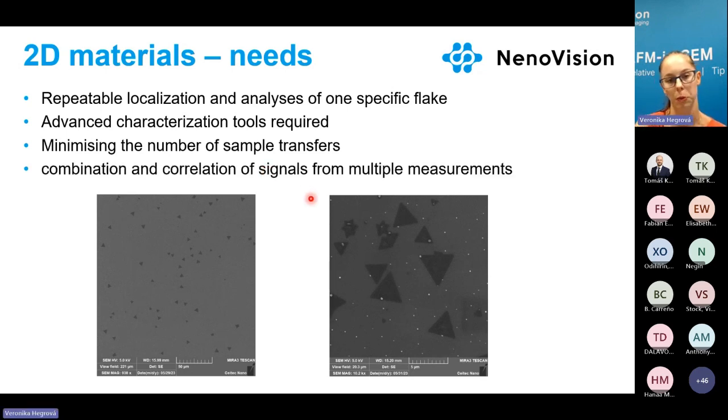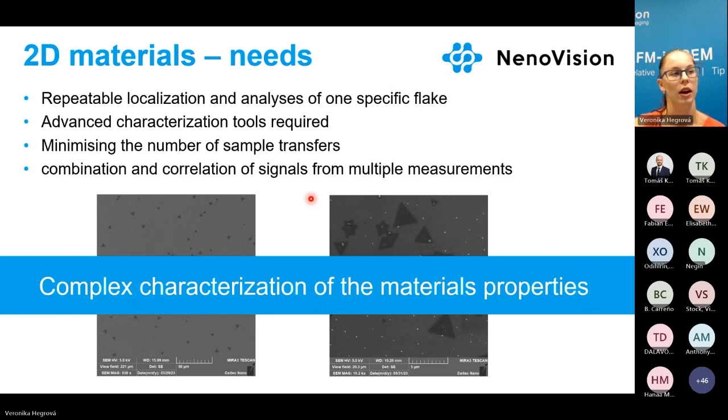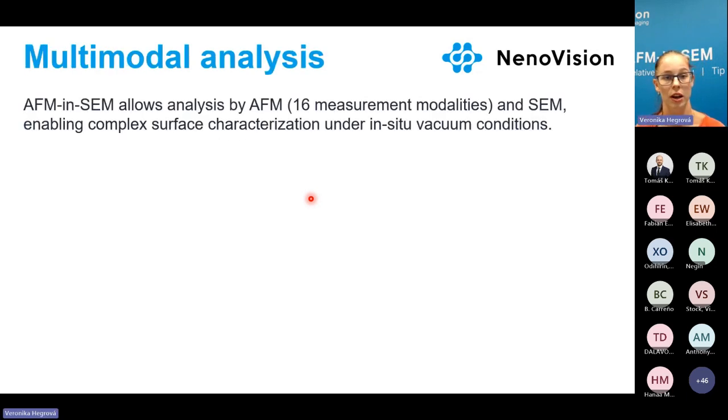And then, of course, combine and correlate all the signals together so we are sure that it's from the same spot. And so let's get to the complex characterization.